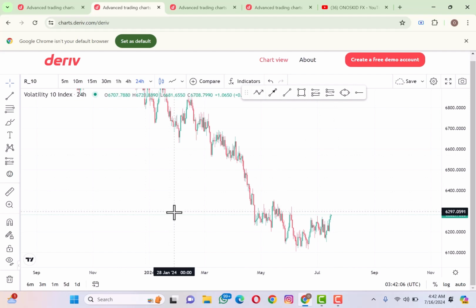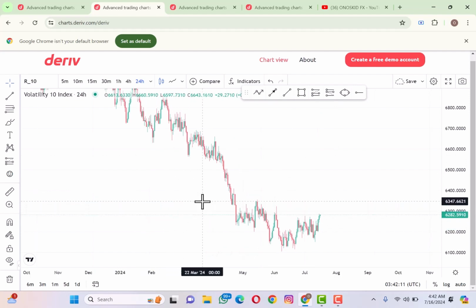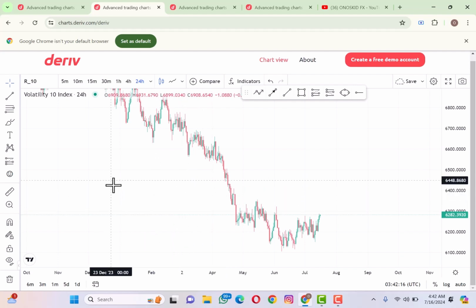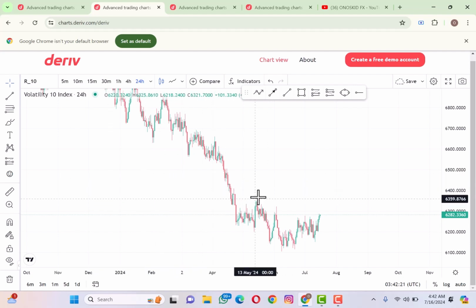So this pair has a very stable rate of volatility. That means that it is not so volatile that it's going to blow up your account. So that is one of the reasons why I select this pair. The least lot size for this pair is 0.5. This 0.5, you cannot use it to trade other pairs.